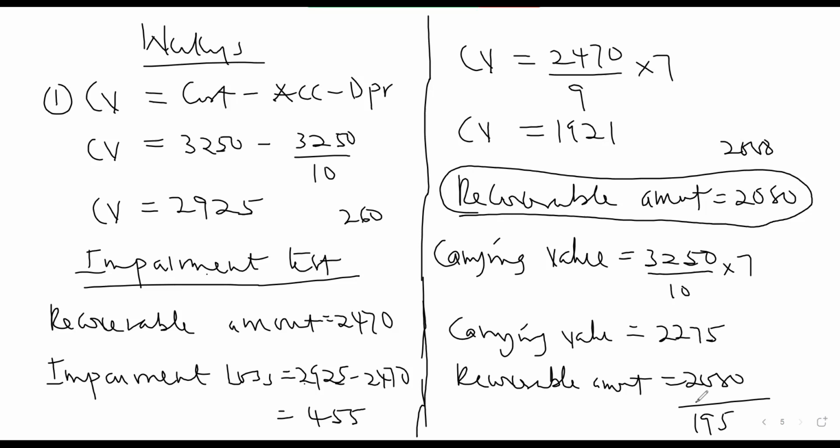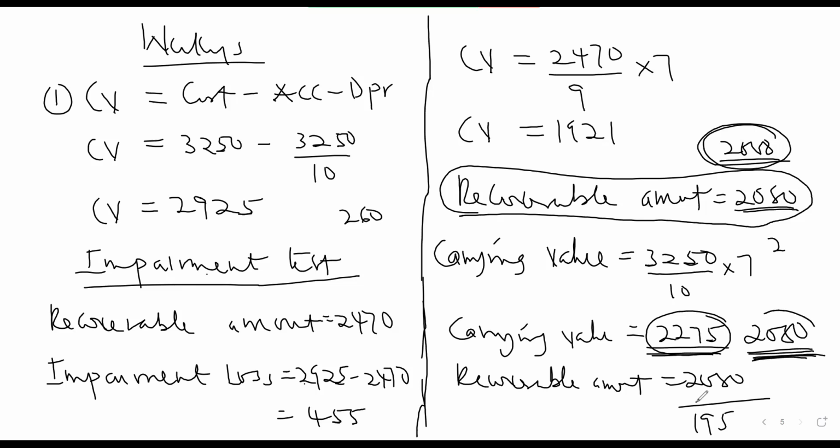What you do is, as at this date, as at 2008, if the asset has not been impaired in the first place, the carrying value should have been 2275. The recoverable amount is 2080. It means that the asset should now be carried at 2080, isn't it? If we carry out the impairment test on 2008, the asset will be carried at 2080. So this is supposed to be the carrying value of the asset.